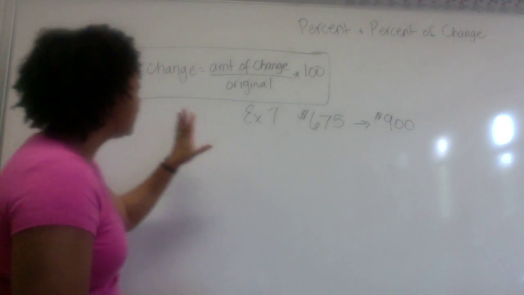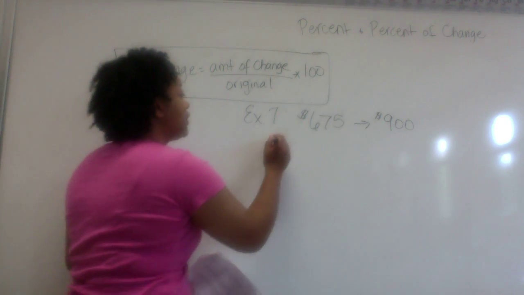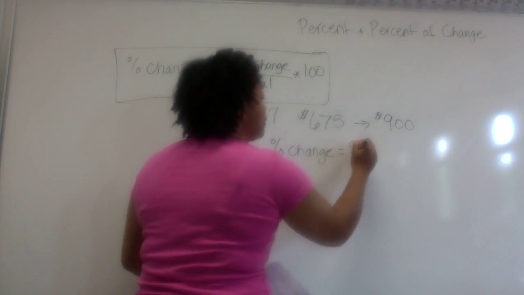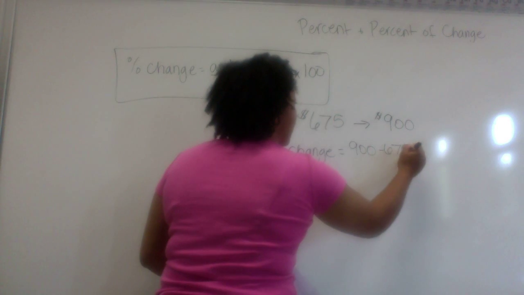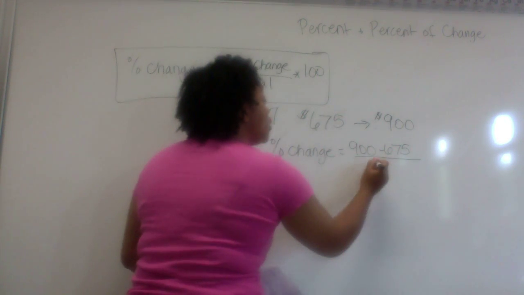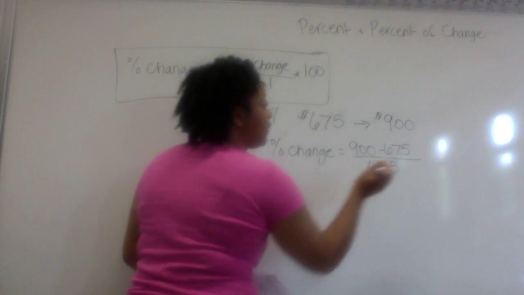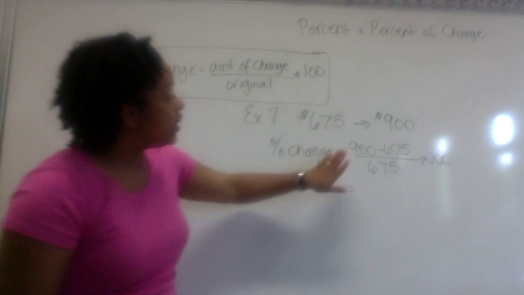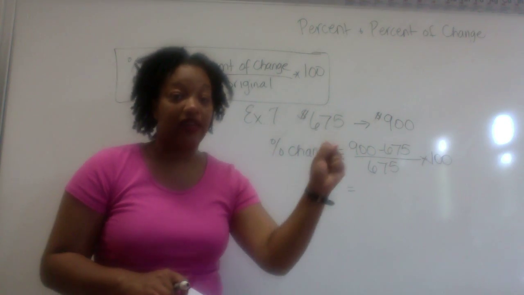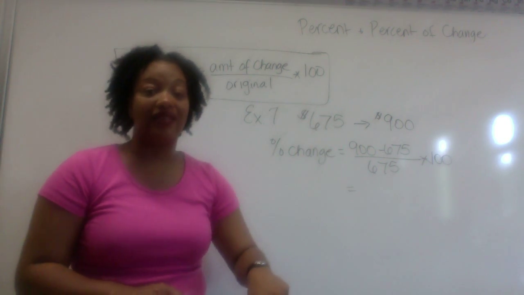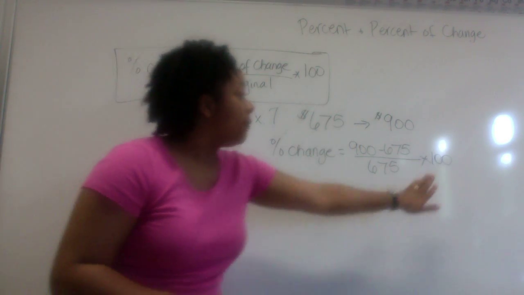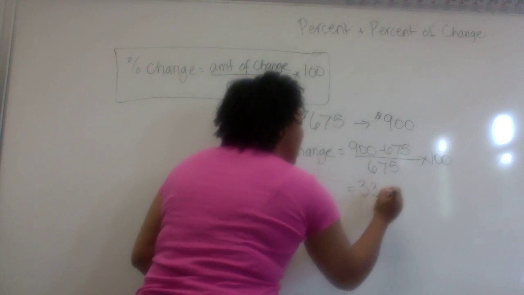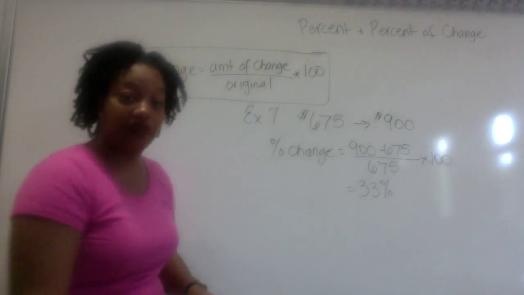So we're going to do the same thing. Going to use our equation. Percent of change is going to be equal to the difference between the two numbers, so I have to subtract, divided by the original number, what you started with, times 100. Okay, so here's what you're going to get. 900 minus 675, get that number. Divide it by 675, get a decimal. Multiply by 100, your answer is the price increases by 33%.